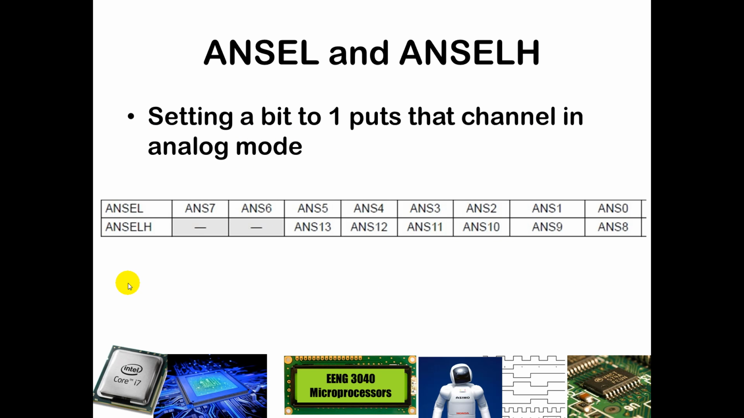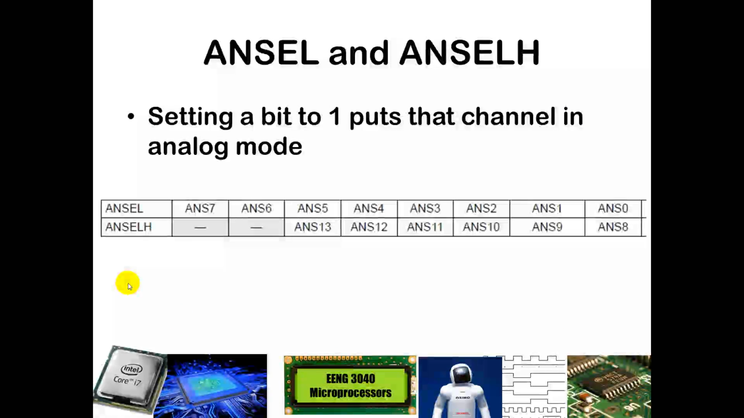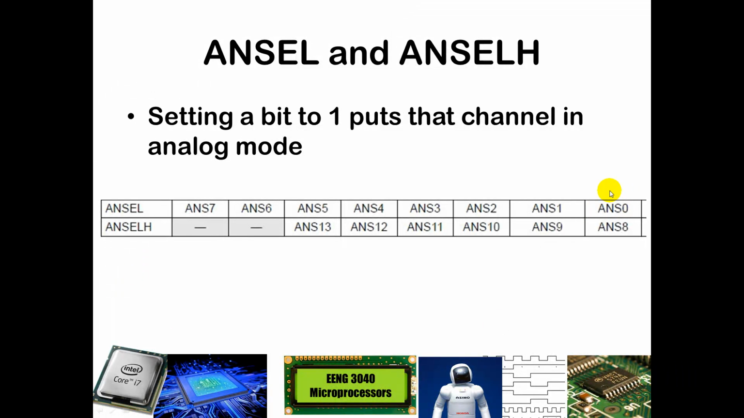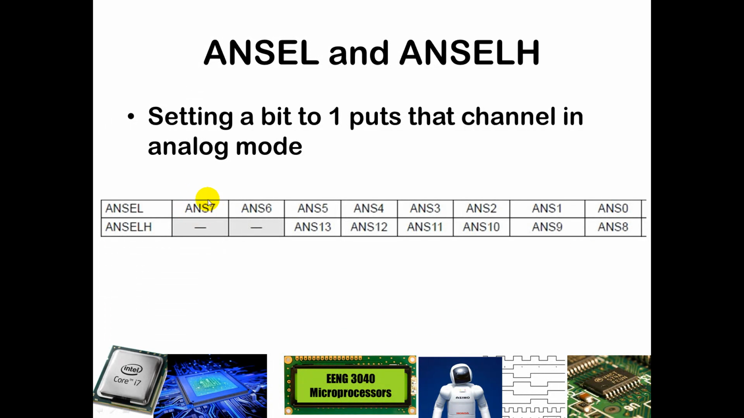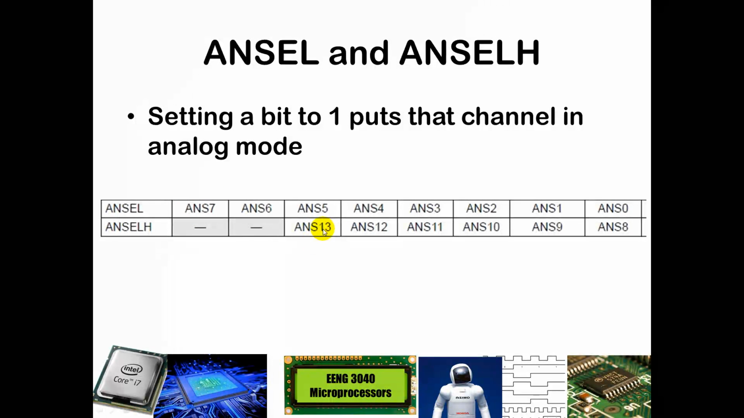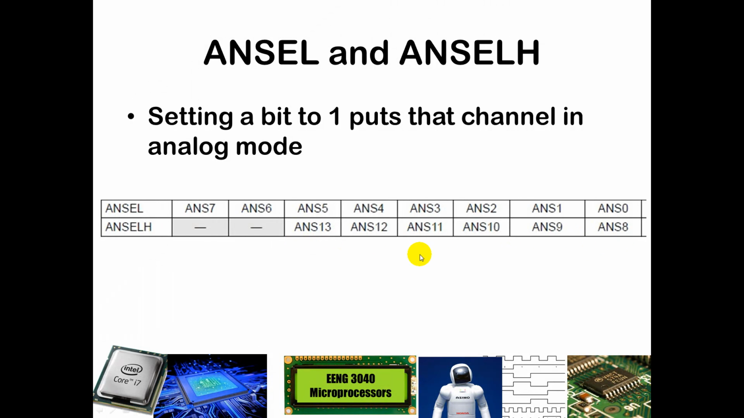ANSEL and ANSELH we've already talked about quite a bit, and so these bits show you, depending upon which analog channel you want to use, if you want to use any of them, just go ahead and put a 1 in those particular channels. So if you wanted to use analog channel 0, you'd just go ahead and put a 1 right here. If you wanted to use analog channel 7, go ahead and put a 1 right there. And then for the higher ones that happen to be over in port B, then you would do this. And then you just don't do anything with the upper 2 bits because we only have 14 analog channels.